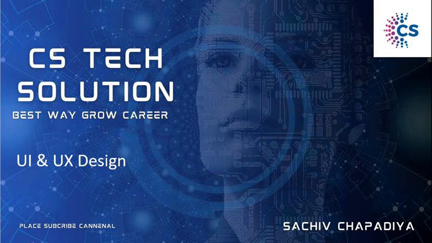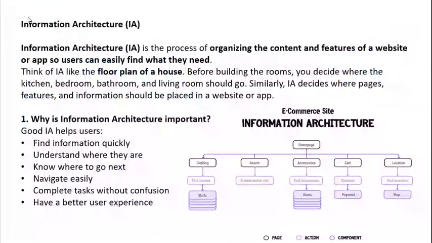Today we will learn about UI/UX design. Today we will learn about information architecture, or IA. Information architecture is the process of organizing the content and the features of a website or an application, so the users can easily find what they need.